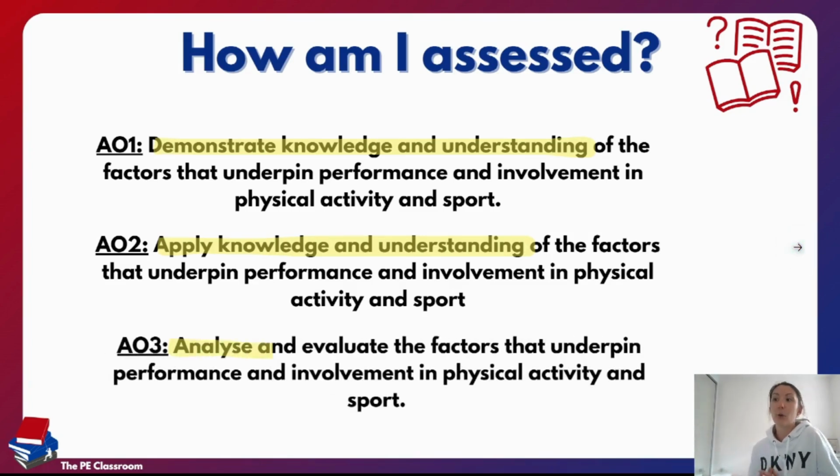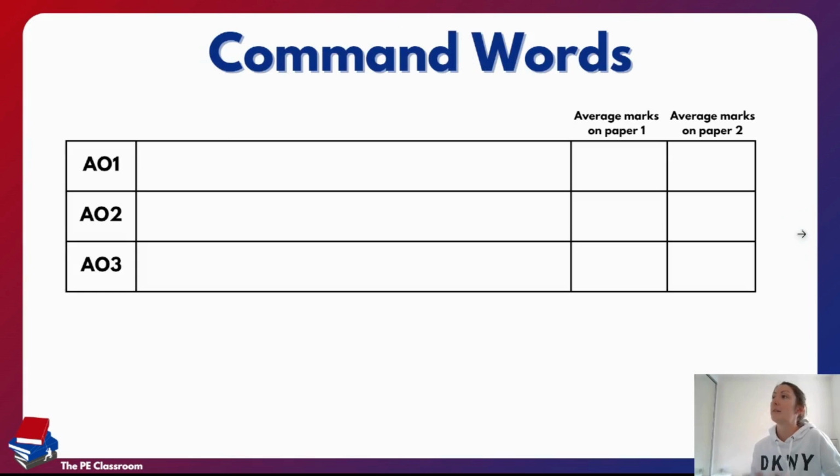And then AO3 questions, the slightly harder ones, require you to answer with more in-depth information. You have to analyse and evaluate the factors or the topic that you have been given. So that means providing more detail, explaining something in a little bit more detail and giving an outcome and an impact of something. So they are your 3 assessment objectives. Each of the questions in the paper will be linked to one or more of these assessment objectives, and we're going to go through and break down how you answer them.